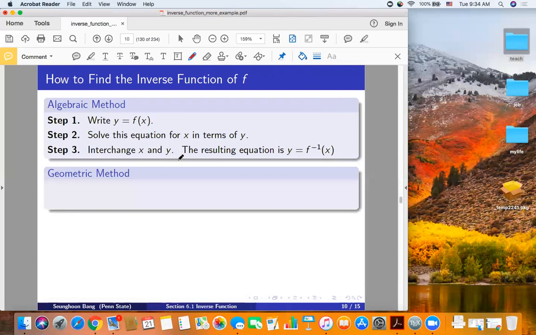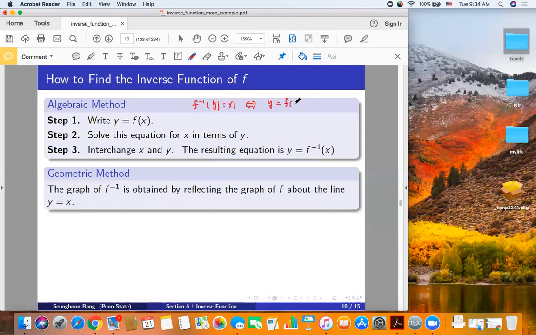What about the geometric method? The graph of inverse of f is obtained by reflecting the graph of f about the line y equals x. This is another one. Why is this true? What's the main key? The main key is here. Do you remember? x equals inverse of f of y is equivalent to y equals f of x.